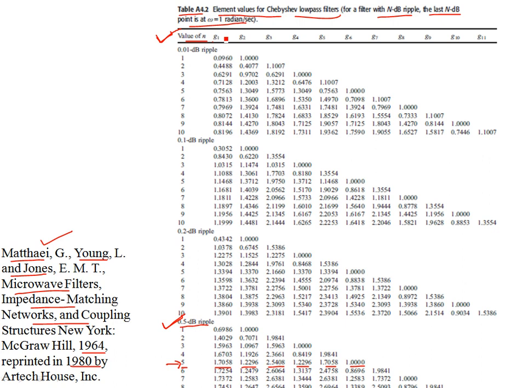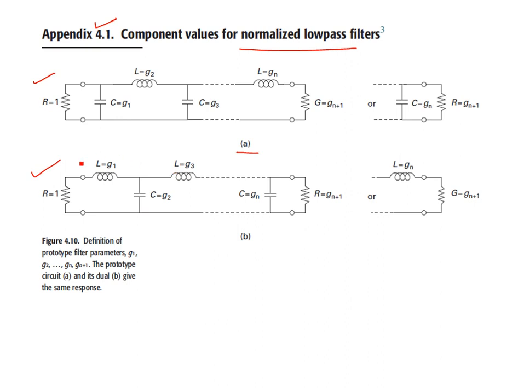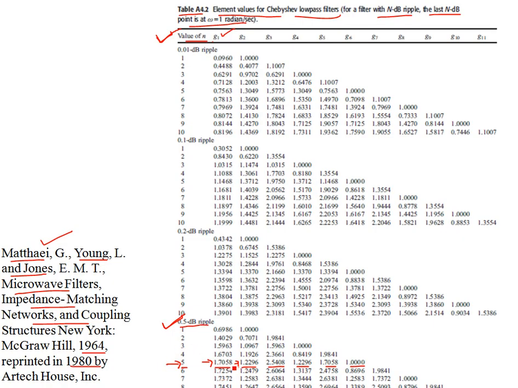LC components. Starting with G1, we have G1 as 1.7058. Then G2 is 1.2296, and these values continue. So what is G1 and G2? Well, for the normalized low-pass filter, my first capacitance is going to be 1.7058 farads. Then comes the series inductor, which is going to be 1.2296 henries, and then 2.5408 farads.